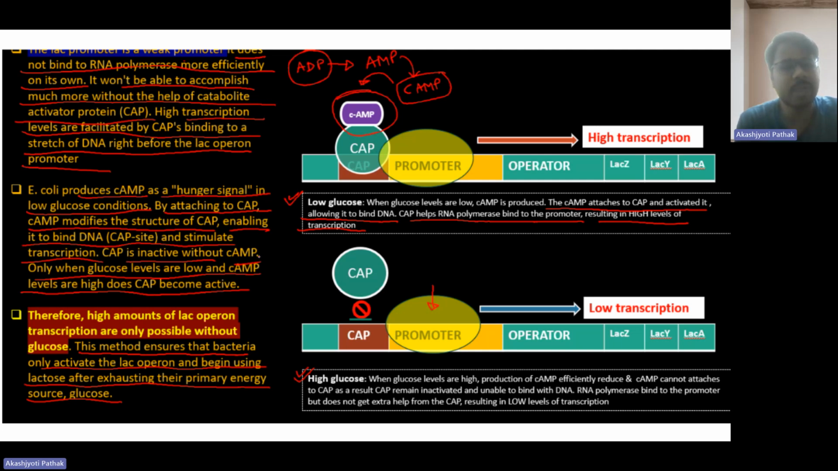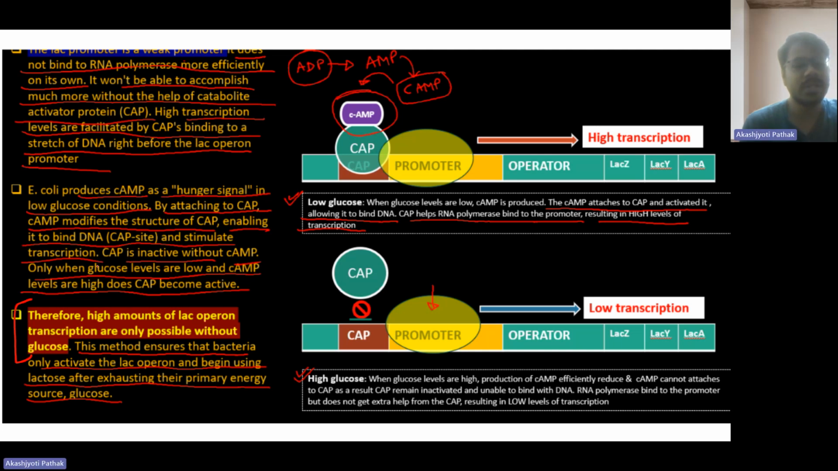So CAP is inactive without cyclic AMP. Only when glucose levels are low, the cyclic AMP levels are high, and as a result, this catabolite activator protein now will become active and it can bind to the CAP binding site of the DNA. So therefore, high amounts of lac operon transcription are only possible without glucose. So without glucose only, there will be high amounts of lac operon transcription. Okay.